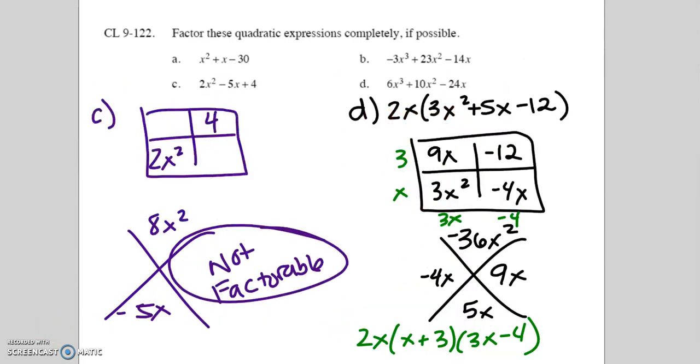Alright, C was not factorable, and for D, you're going to start by dividing out a 2x first, and you're looking for two factors of -36x squared that add to 5x, which is positive 9x, and -4x. So you end up with 2x times x plus 3 times 3x minus 4.